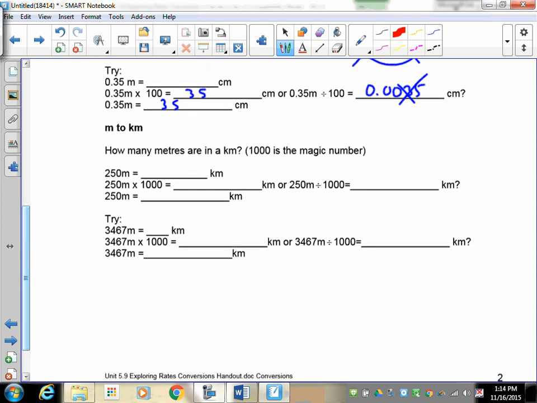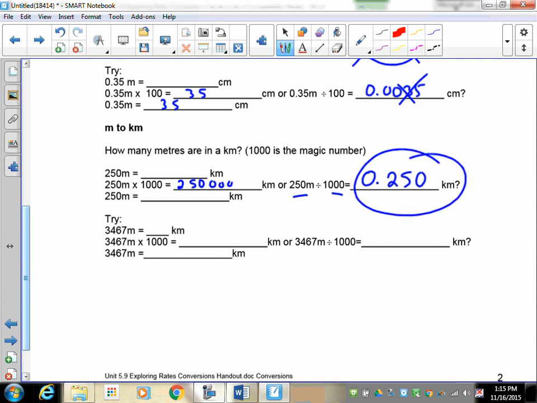Okay, meters to kilometers. There's the magic number. There's 1,000 meters in a kilometer. So 250 meters is how far? Well, we have two choices. We can multiply 250 times 1,000. So that becomes 250,000. So one choice is that 250 meters is 250,000 kilometers. Remember that the diameter of the Earth is only 6,400 kilometers, so that's a long ways. Or you can divide it and get 0.25 kilometers. Now remember, there's 1,000 meters in a kilometer. 250 is not 1,000 yet. So it's less than 1 kilometer. So the only one that makes sense is this one.